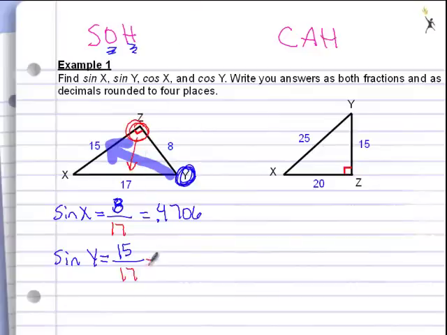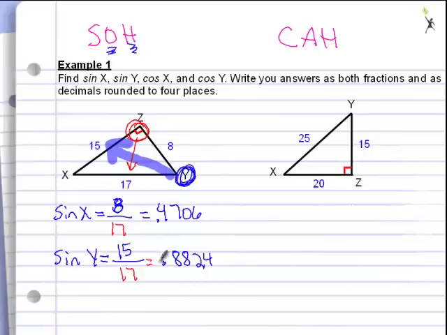So 15 over 17. Now, 15 is not prime, but 17 is prime, so again, I know this cannot be reduced, but I do need to punch it into my calculator to find out what its decimal equivalent is. So I find out that 15 divided by 17 on my calculator is 0.8824, and that's rounded.